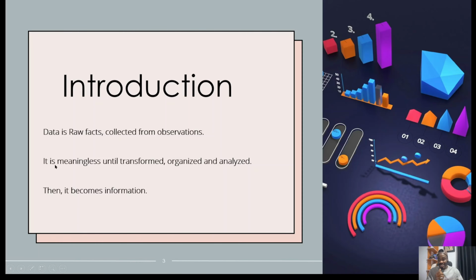Data is meaningless until transformed, until you clean the data set, and organize it. You have to organize the data set for it to make meaning, and then you have to analyze those data as well and represent them in a chart format like the chart you see here, to make it meaningful. Then it becomes information. You can then use that information for business decisions. So that is what data is.